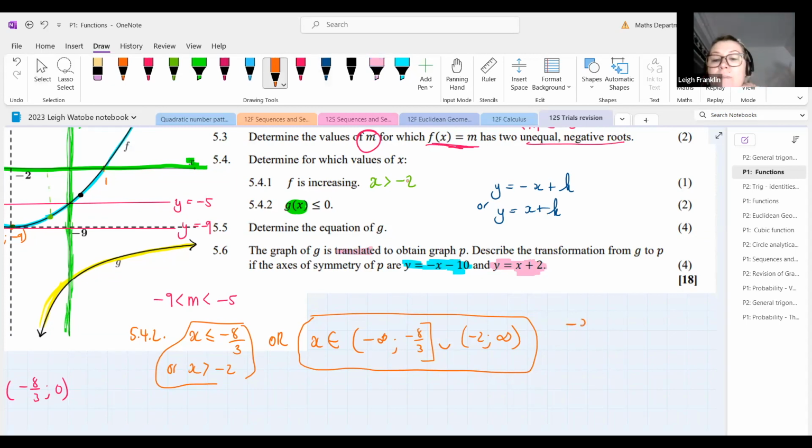So we would take minus x minus 10 and make it equal to x plus 2 to get the new x coordinate at that point of intersection. That would give us minus x is equal to 2 plus 10. So we'd get minus 2x equals 12. So x would be equal to -6. So they're asking us to describe the transformation.